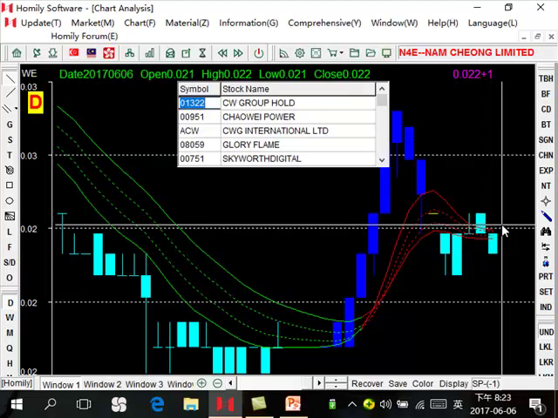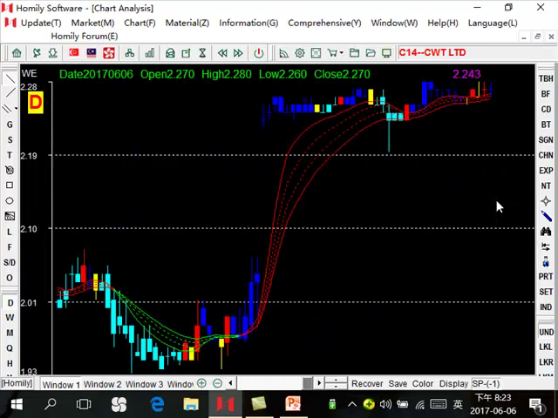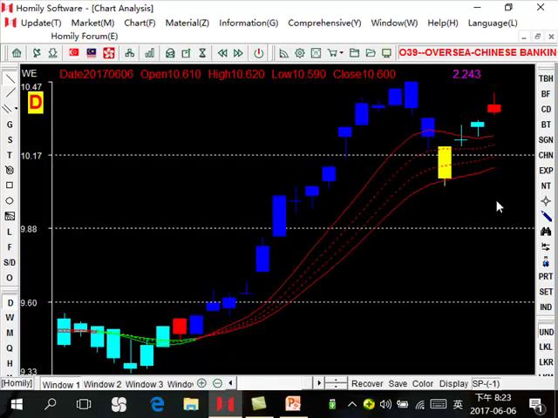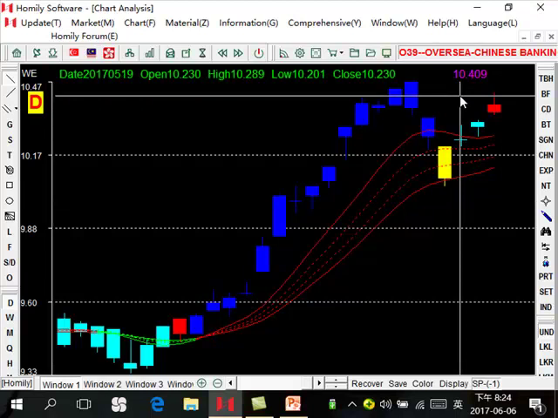But let's see this one. Buy or not? Wait and see because, yeah. So let's see this one. This one is so strong, right? Here, maybe you don't buy. Here, buy or not? Maybe you think it's too high already and nearly touching the previous high point. So maybe you will wait and see. You will consider it.